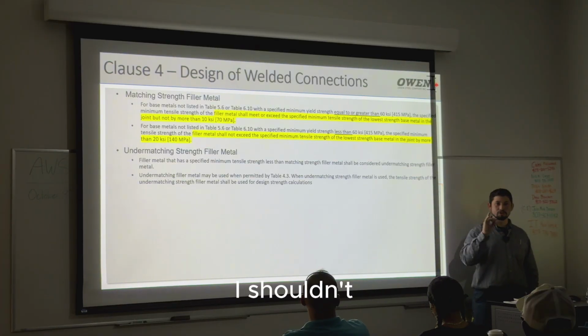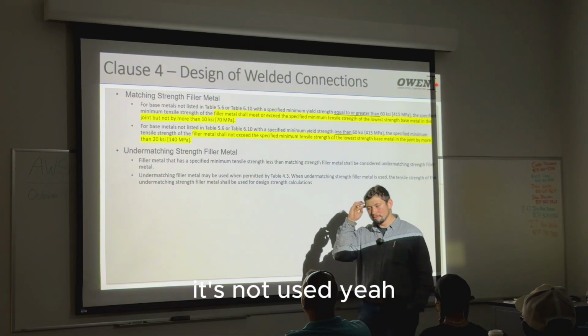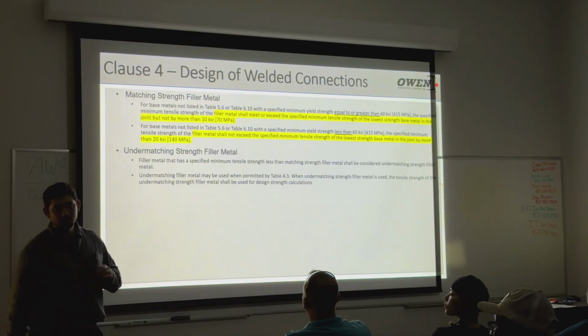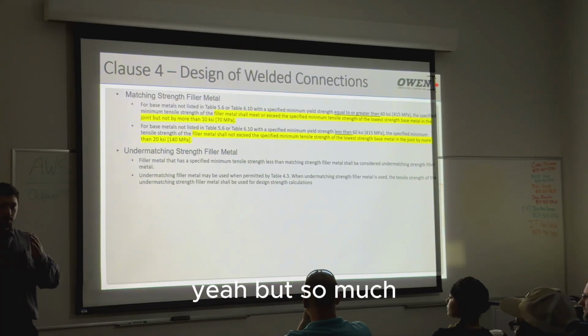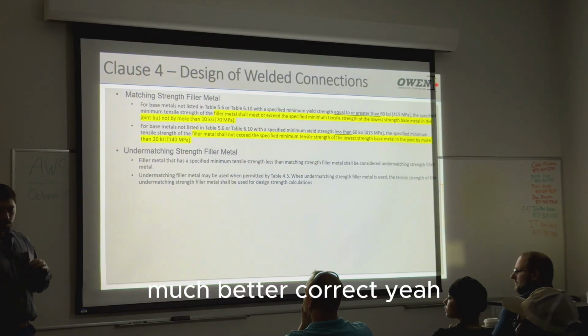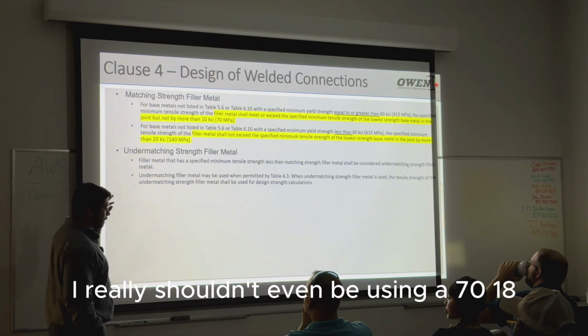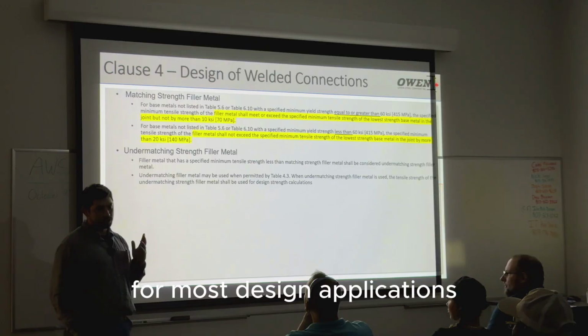Yeah, so really, ultimate yield is much lower. That's why it's not used. Your A572 grade 50, A992 killed steel, somewhere in the 54 to 58 range. They're much better in that ductility. So my A36 steels, I really shouldn't even be using a 7018 for most design applications.